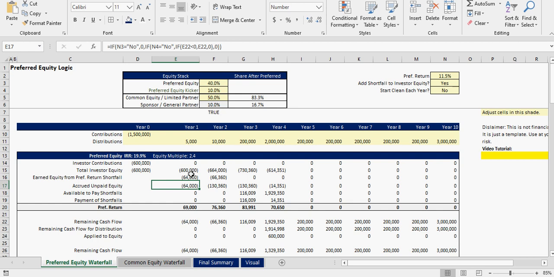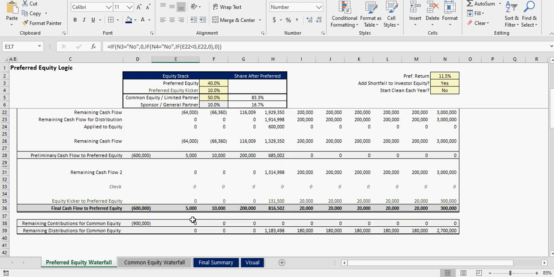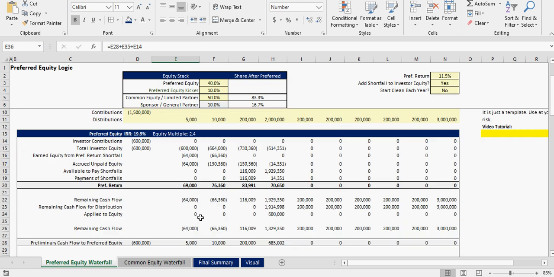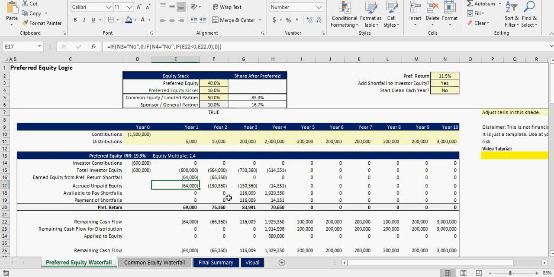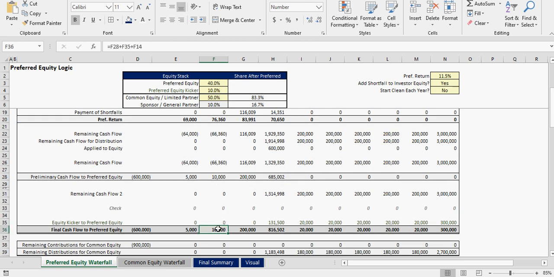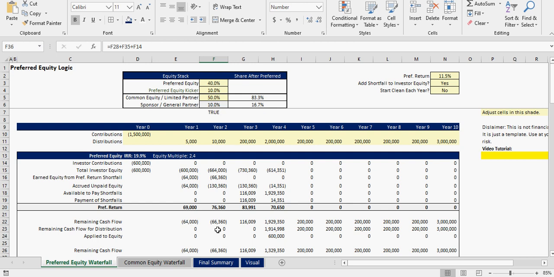So you can see in year one we were short. So the cash flow is 5,000 to the preferred equity leg, and we're short by 64,000. So that other 64,000 goes on top. So you see now the equity goes from 600 to 664, and now we have preferred return of 76,000. We only have 10,000 available, so that all is going to go to the preferred equity. You can see here 10,000. And the remainder that is still owed, we're now up to, well, we're short total of 130,000.